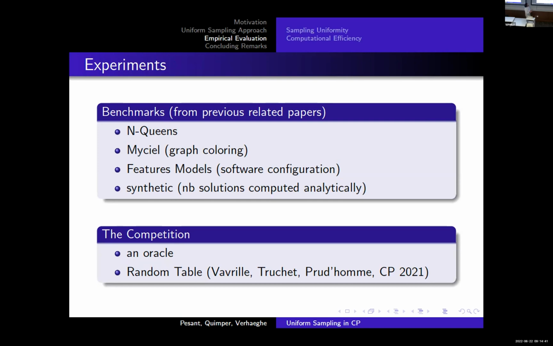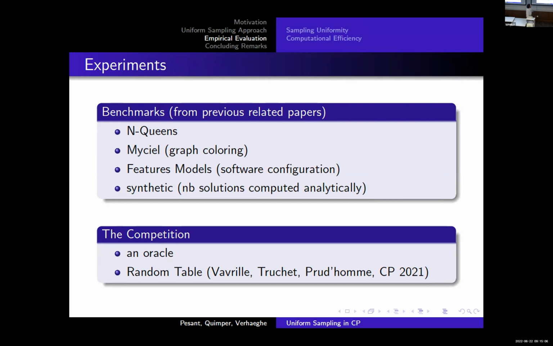So we use a few benchmark problems from previous related papers on sampling and model counting. Queens, a graph coloring instance, and a few others from another paper, so two from there, and some synthetic instances where you know how many solutions there are, you can control it. They've got a nice combinatorial structure.